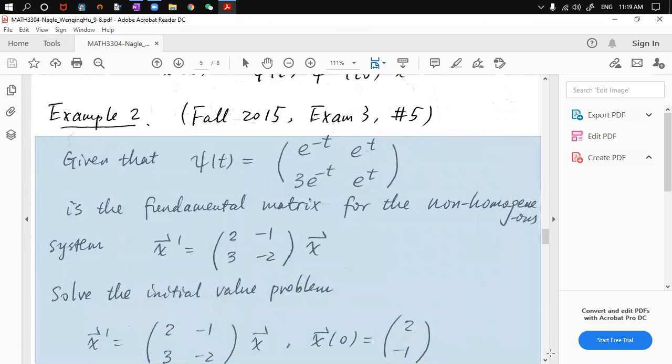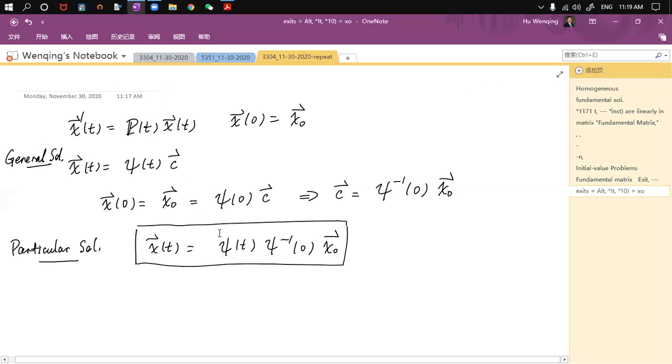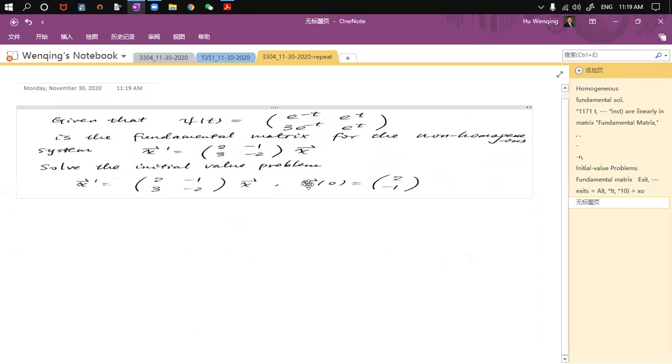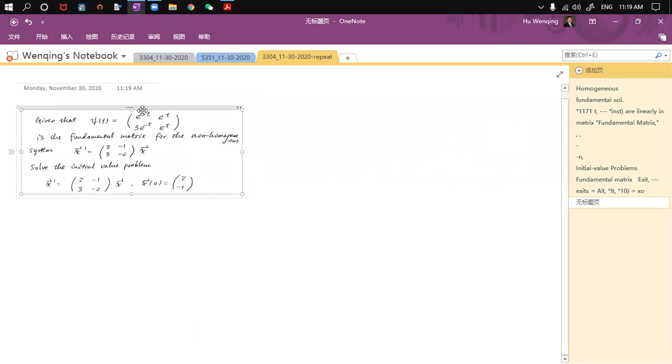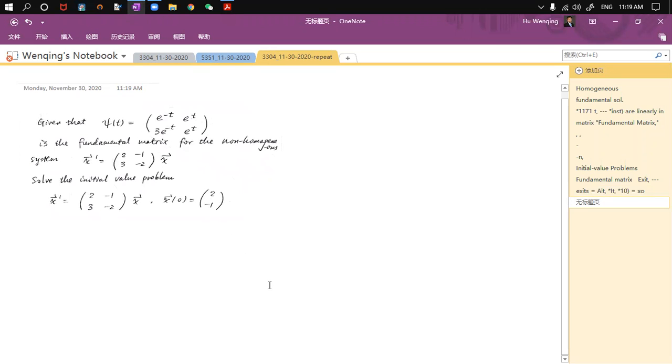So here is a nice problem of this type. Let's say you're given a certain 2 by 2 matrix. We know that it is the fundamental matrix for this homogeneous system. Can you solve the corresponding initial value problem? The problem is nothing but saying x prime of t is equal to A multiplied by x of t. Are you really going to work with the determinant of A minus r I is equal to 0 and solve for the eigenvalues?